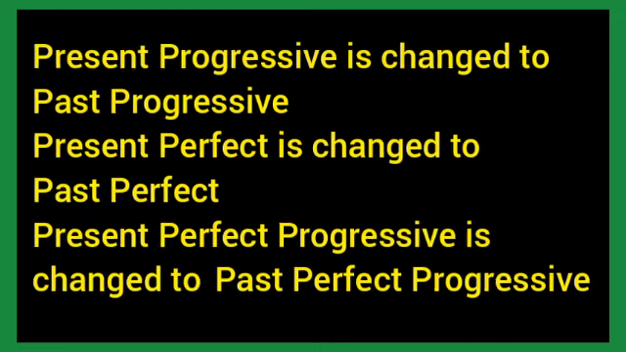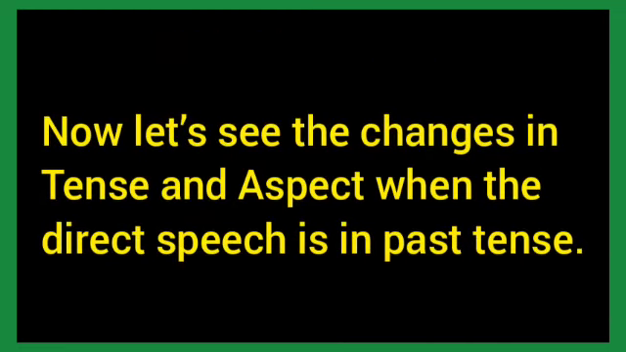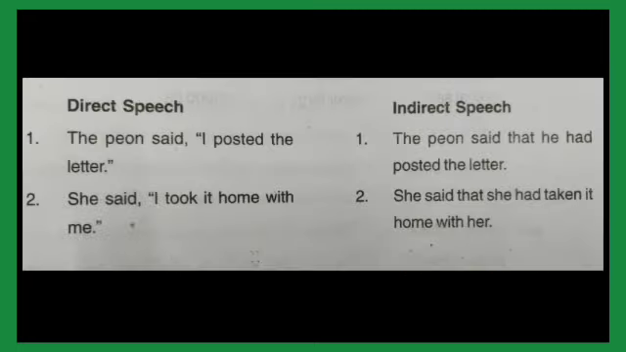This is corresponding past. Now, let's see the changes in tense and aspect when the direct speech is in past tense. Children, look at the example here. The past simple tense verbs posted and took have been changed to had posted and had taken. That is their past perfect tense forms, because the actions of posting the letter and taking it have taken place before the time of saying.